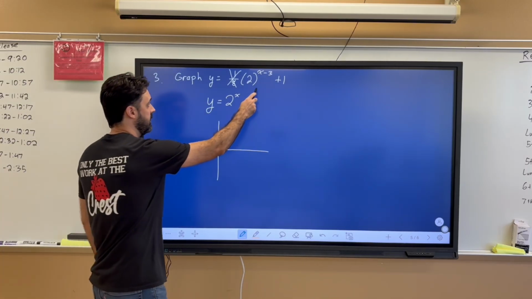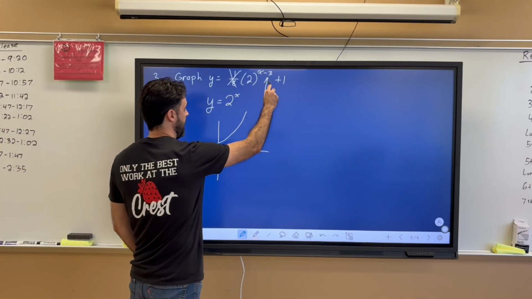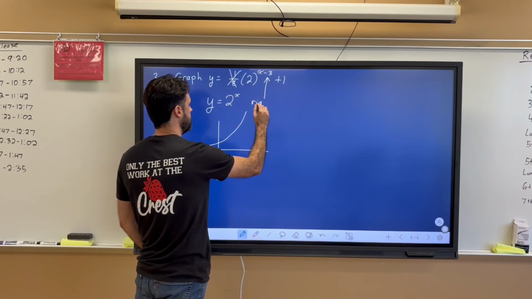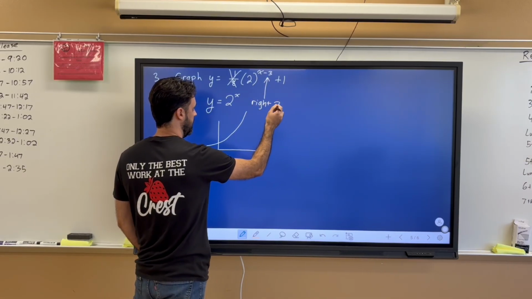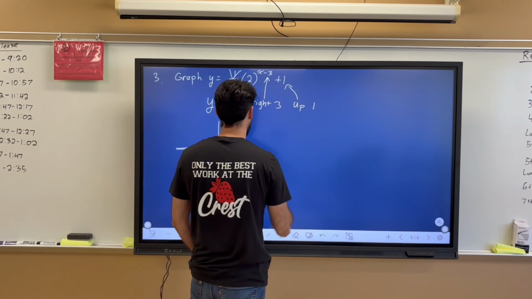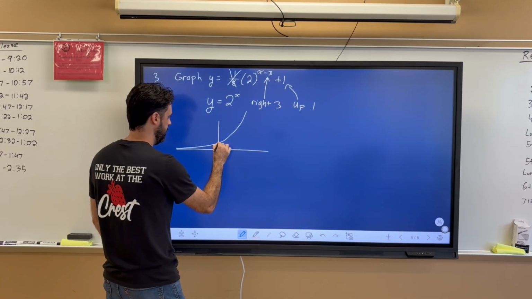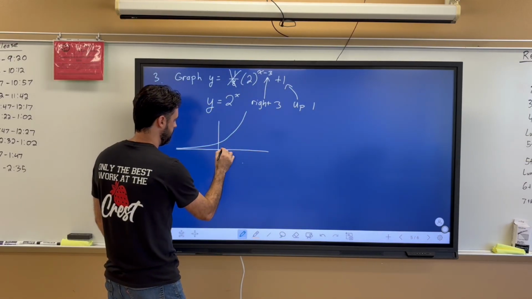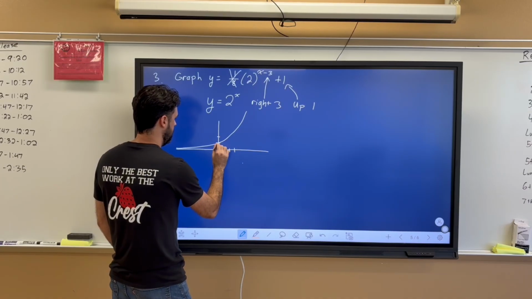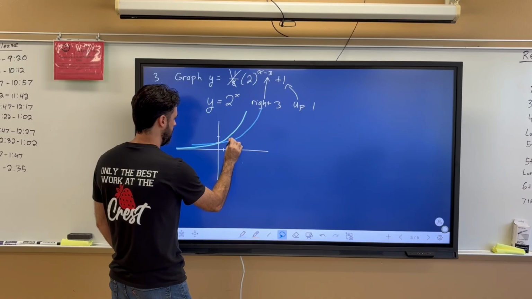Okay, but now we have a -3. It's with x. So anytime it's with x, remember it's the opposite. So that moves it right 3. And then that +1 is going to move the graph up 1. And so if I just took this graph, I'm going to move this point right 3 spaces and up 1 space. And it looks like this if I do that.